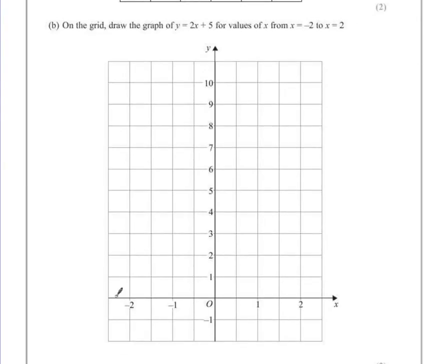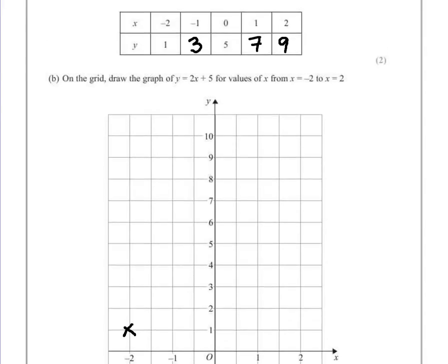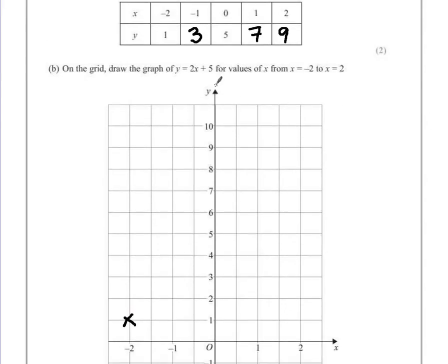So when x is negative 2, y is 1, and we'll draw a small cross. The rest of our table should be quite self-explanatory to complete. When x is minus 1, y is 3, and the other value that we're given, x was 0, y is 5. Just by plotting those 3 points we can see we already have a straight line.